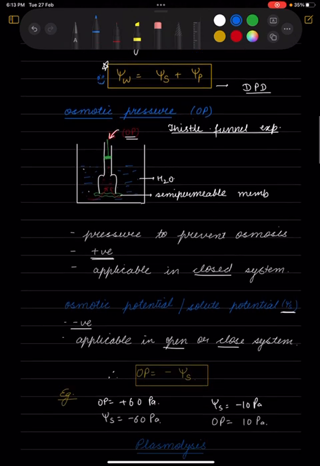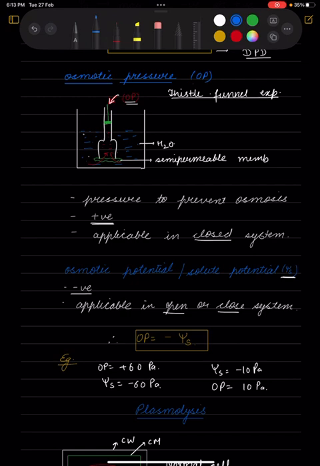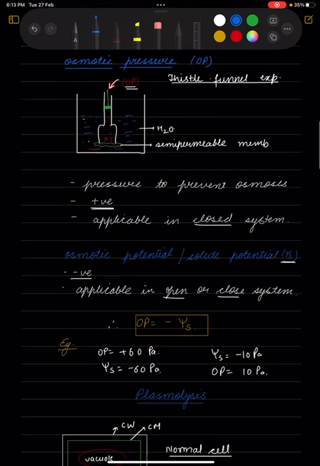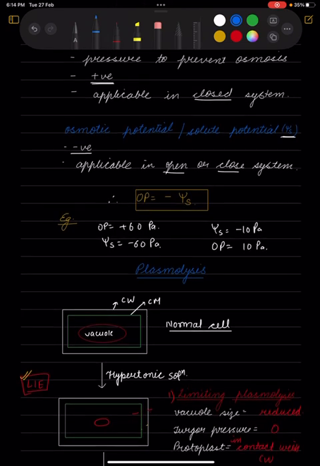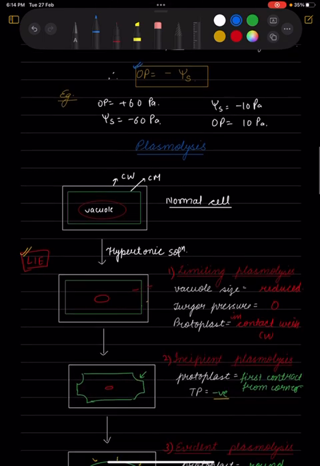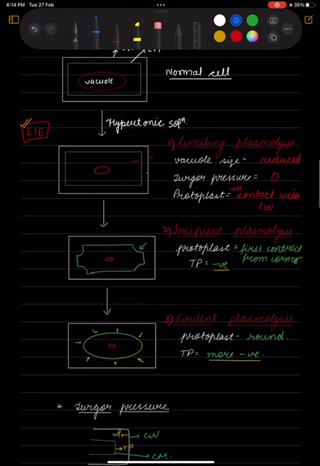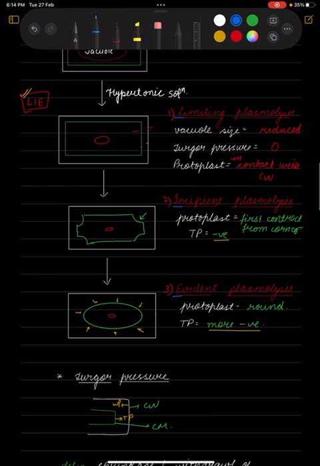Okay, osmotic pressure and osmotic potential I have told you. Osmotic pressure is the pressure to prevent the osmosis. Osmotic potential is the same as solute potential, and osmotic pressure is the minus of solute potential. Then plasmolysis, you can understand by these three diagrams. There are three stages: limiting, incipient, and the evident. In the first stage, the vacuole will reduce in size, turgor pressure will become zero, and the protoplast is in contact with the cell wall.